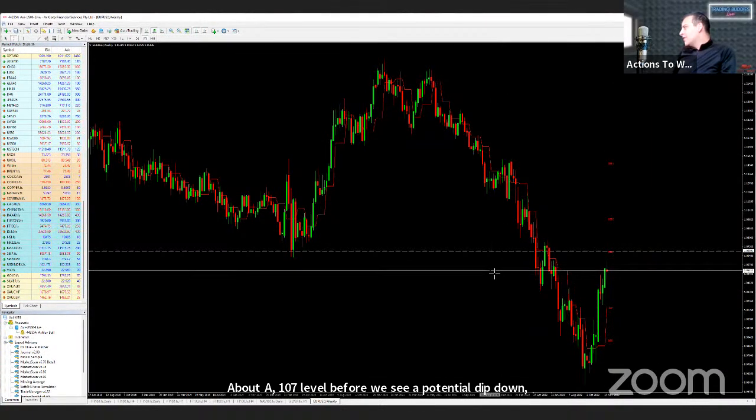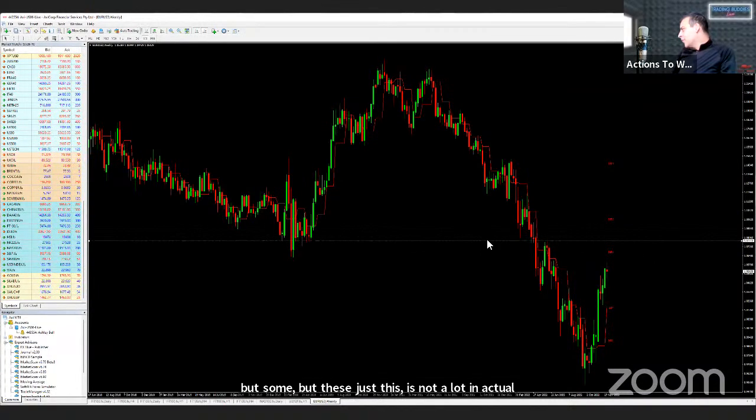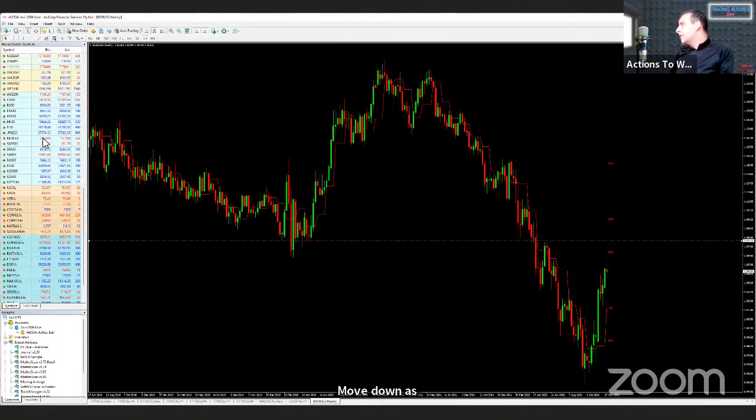But there's just not a lot. In actual fact, it's probably a little bit higher. Looks like it could be there. So yeah, looks like around maybe 1.10 on the euro before we see some downside. But I think there could be some downside, and it could be another decent move down as well. And as you say, against the Aussie would look pretty good. What would that be, Euro Aussie?